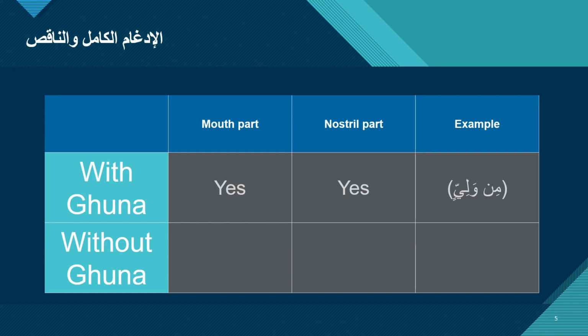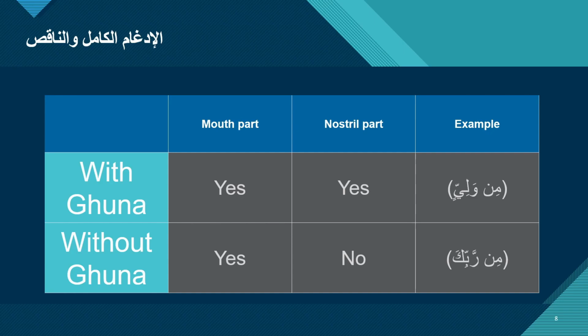As for without غنة, for example, من لدنا. So the noon is مدغمة in the lam, so it becomes لام مشددة. So is it مدغمة? Yes, it is. As for the nostril part, is there غنة there? No, right? There's no, because it's without غنة. For example, من ربك.